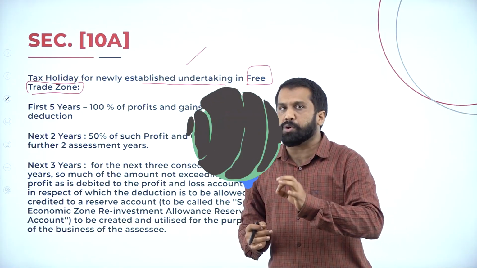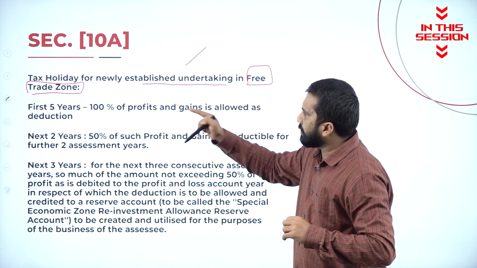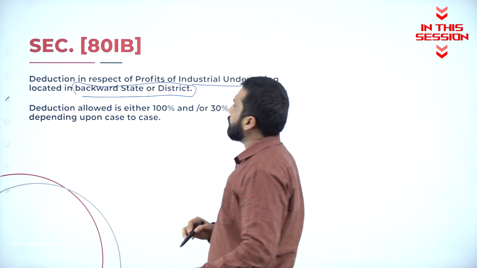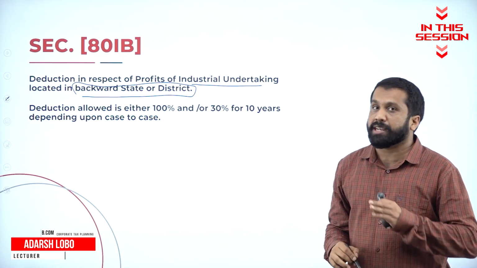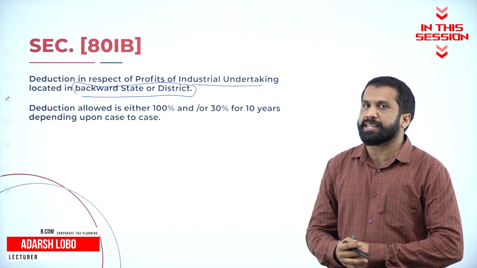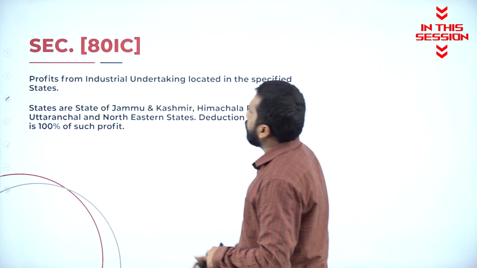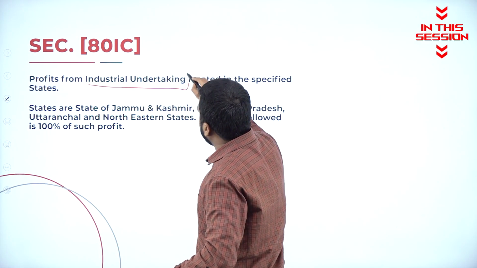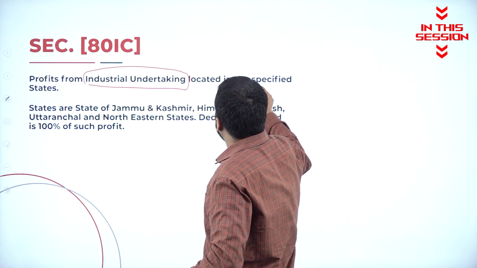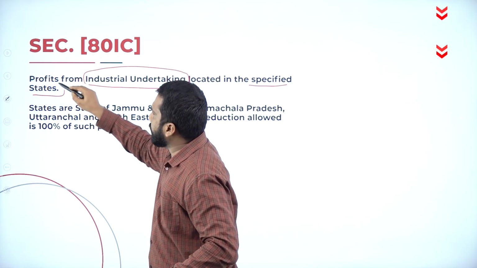The year you don't pay tax, we call it as tax holiday. If there is any backward state or district, whatever we do there, we consider it as your deduction. Now, profit from industrial undertaking located in the specified state.